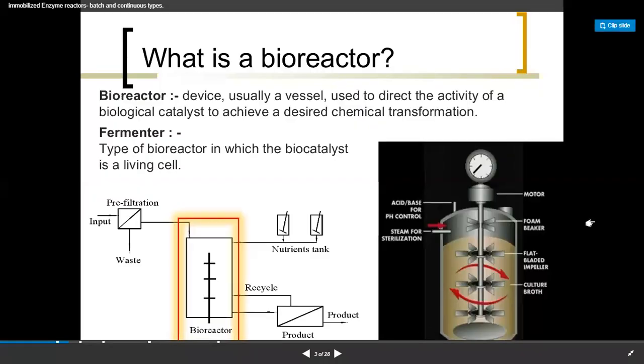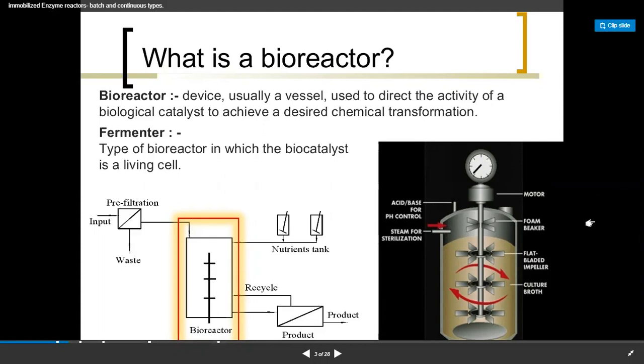Today I am going to discuss the topic types of reactors for the immobilized enzymes. So first, bioreactor. What are the bioreactors? Bioreactors are devices which are usually used to direct the activity of a biological activity, and it is used for the transformation of the reactions. Means a reactor in which all the biological activities are conducted for the conversion of one compound to another compound is known as the bioreactor.